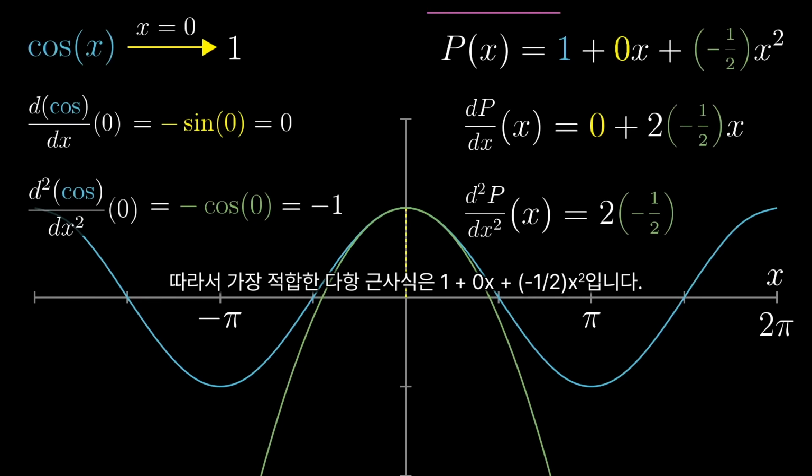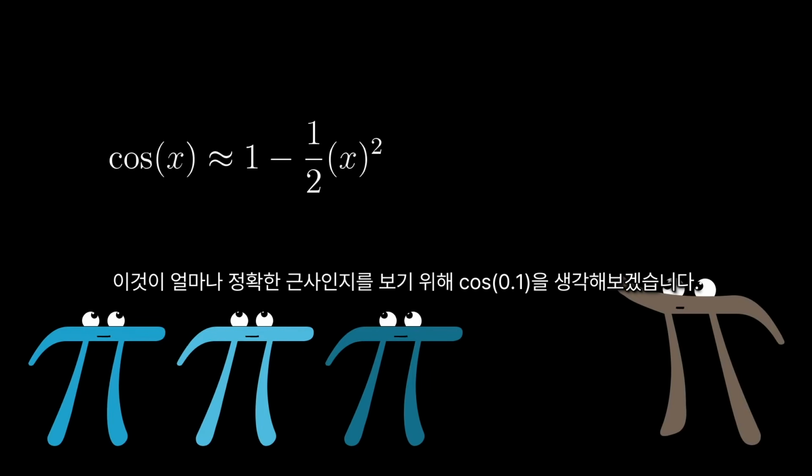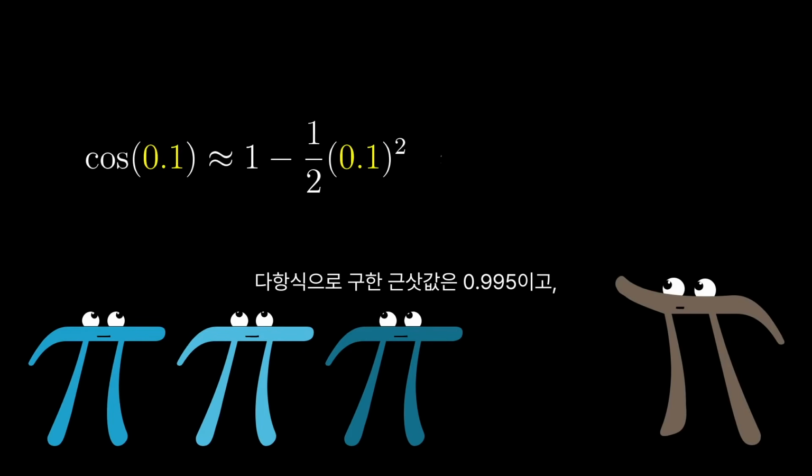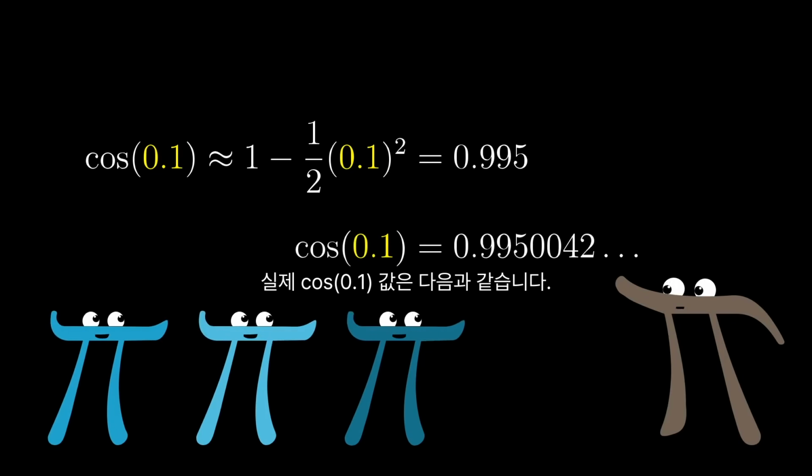And this gives us the approximation 1 plus 0x minus 1/2 x squared. And to get a feel for how good it is, if you estimate, say, cosine of 0.1 using this polynomial, you'd estimate it to be 0.995. And this is the true value of cosine of 0.1. It's a really good approximation.